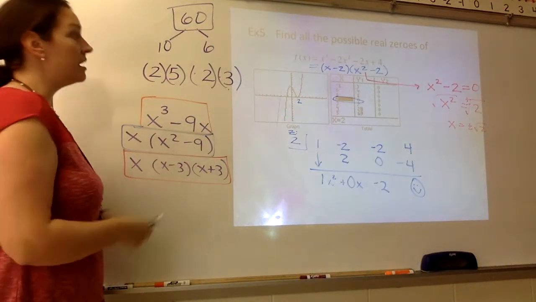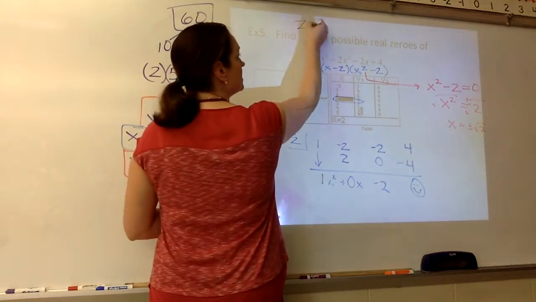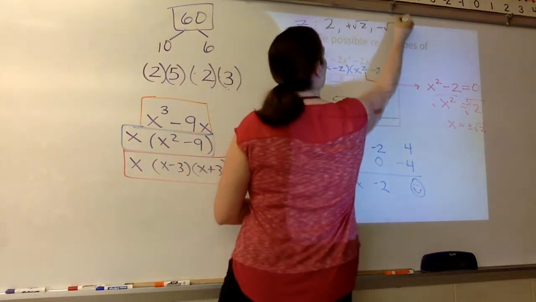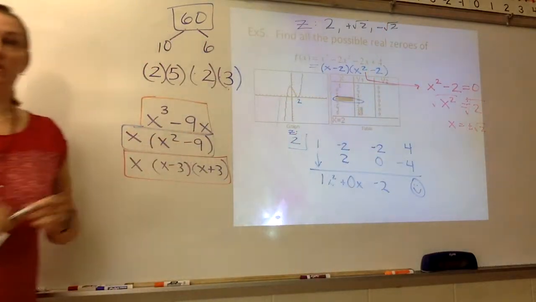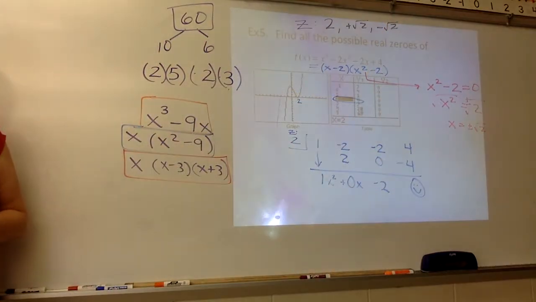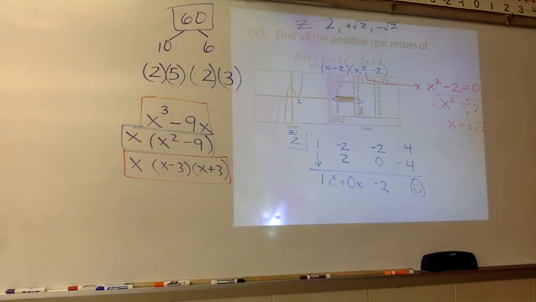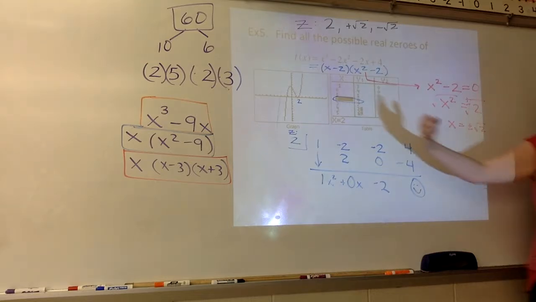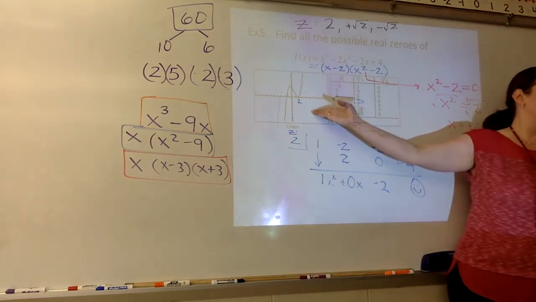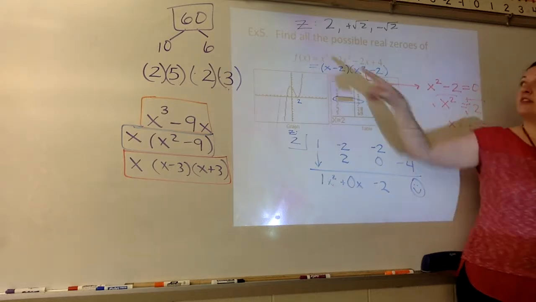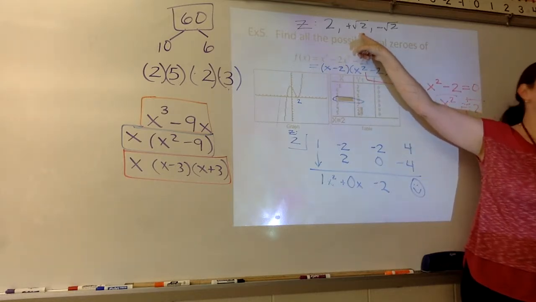So when it asks me to find all the possible zeros, the answers are 2, positive root 2, negative root 2. Now, I do want to clarify something, because I'm sure some of you who love your calculators are going to say, but I could just go here and tell you the decimal. I want the exact zeros. Decimals are not exact. You end up rounding them. This is an exact answer, plus or minus root 2.